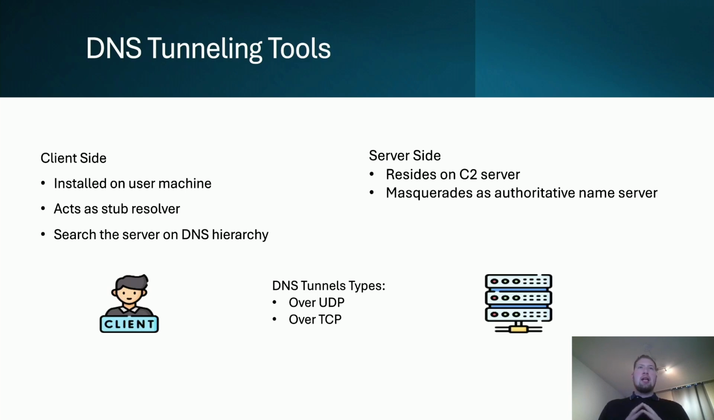Now, the DNS tunneling tools are split into two parts, a server side and a client side. The client side, installed on the user machine, acts as a stub resolver and serves the server on the DNS hierarchy. The server side resides on the command and control server and masquerades as an authoritative name server. The DNS tunneling tools also have two types of DNS tunnels, over UDP and over TCP.